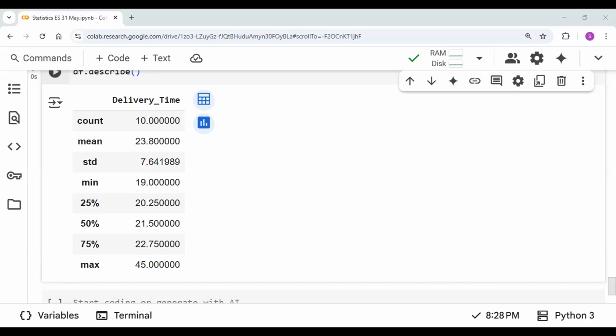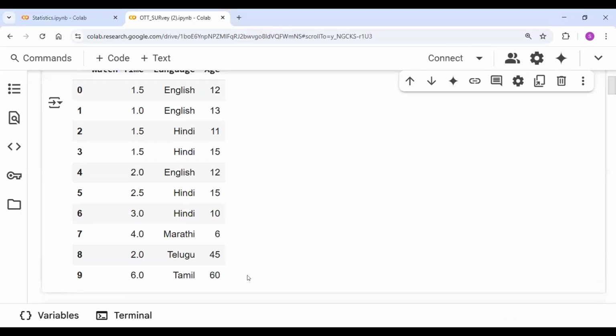I want you to actually understand the data, summarize the data, and give me some interpretation about this data, guys. What do you understand from this data? With respect to watch time, with respect to language, with respect to age. Can you do it using descriptive statistics? You wanted to understand this data.